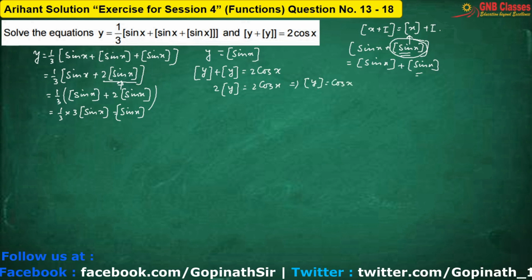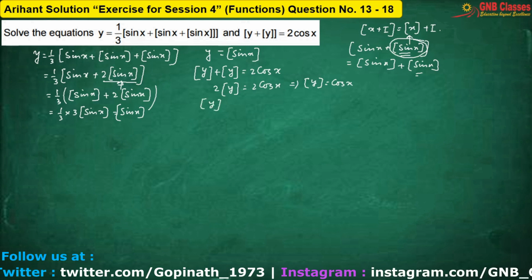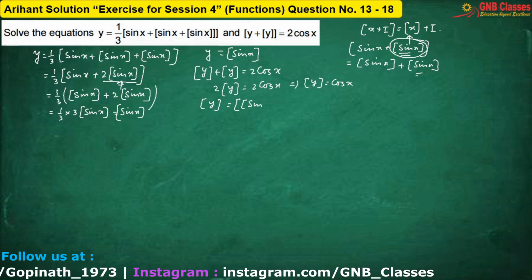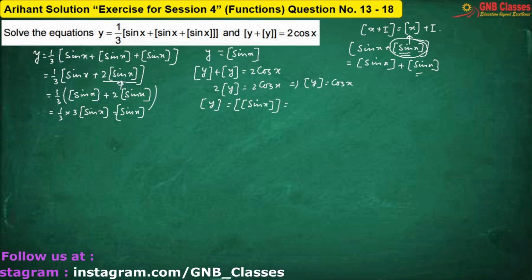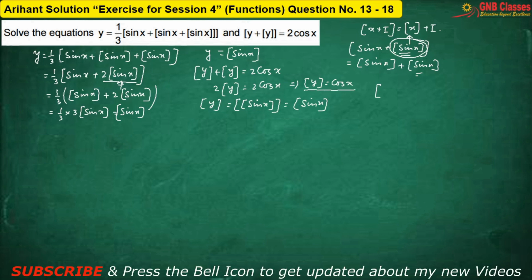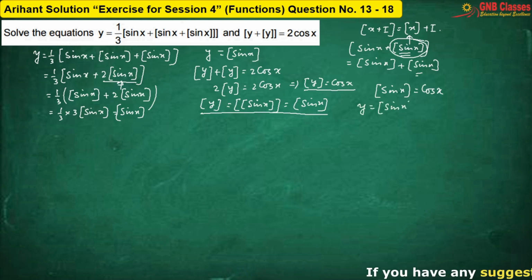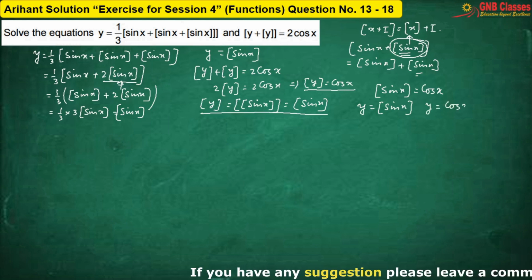Right? Now you observe, if y equals [sin x], then [y] will be what? It will be [[sin x]], which is nothing but [sin x] again. Is it clear? So we can write [y] equals cos x, and [y] again is equal to [sin x]. So we can write this as [sin x] is equal to cos x. Is it clear? To solve this equation, all we do is we take y equals [sin x] and y equals cos x.